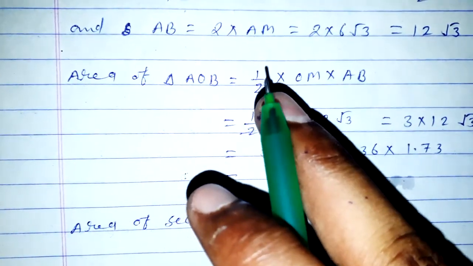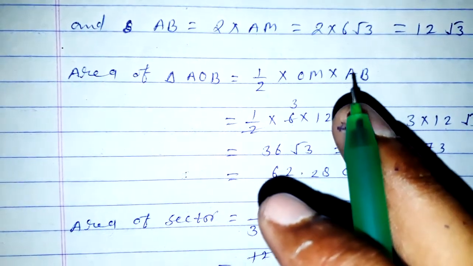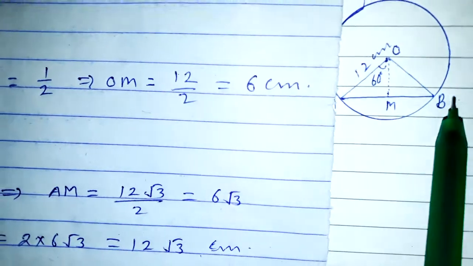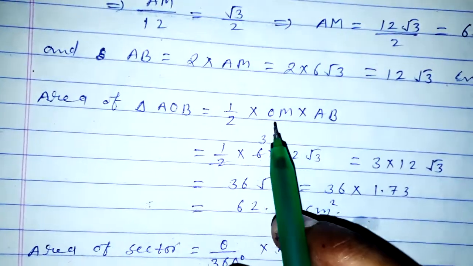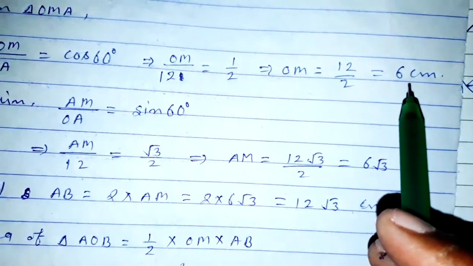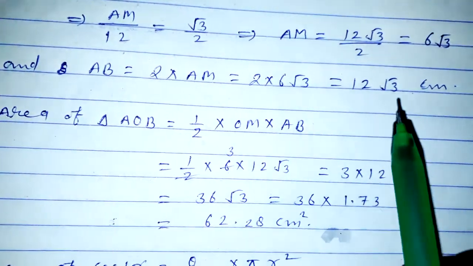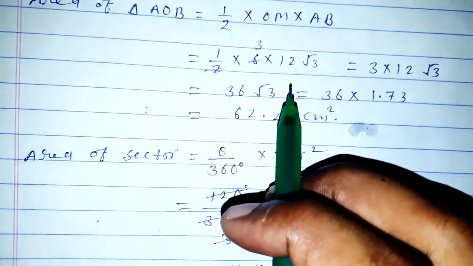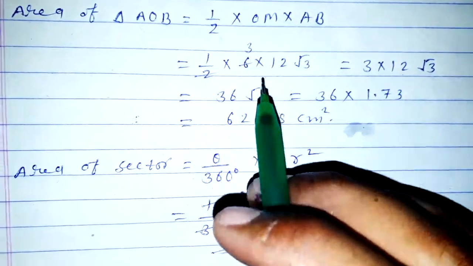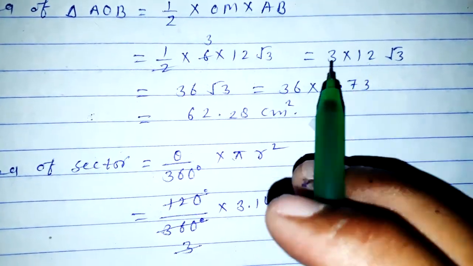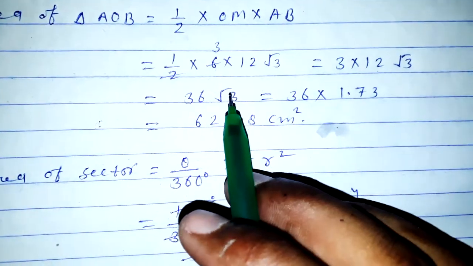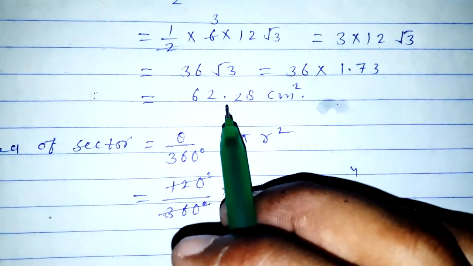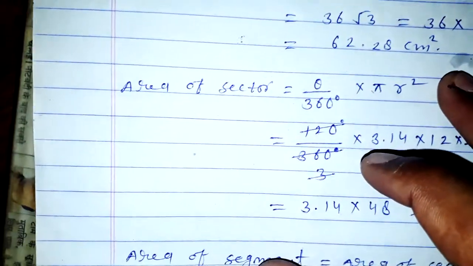Area of triangle AOB is equal to 1 upon 2 into OM into AB, because this is the height and this is base in this triangle, height and base. So OM is here 6 centimeter and AB is 12 root 3. So put here, 2 divided 3 times 3 into 12 root 3. So this is 36 root 3. Then root 3 value is also given. So 1.73 multiplying here, so 62.28 centimeter square.